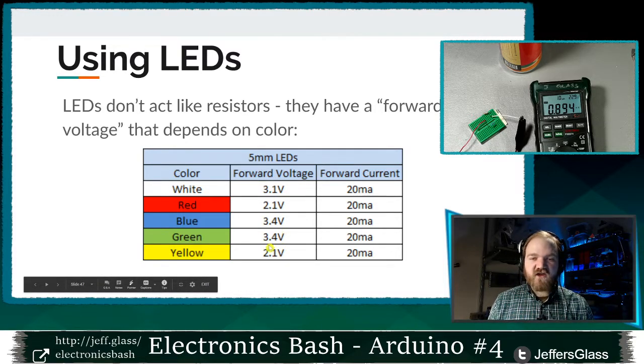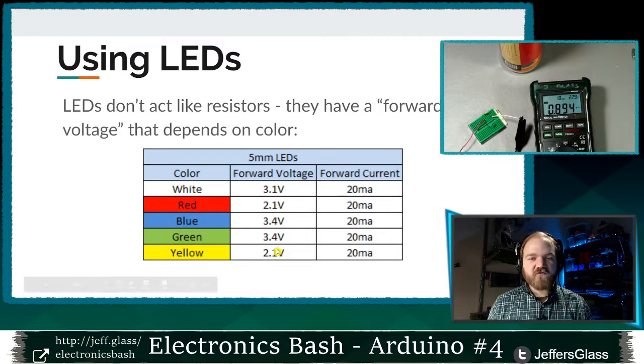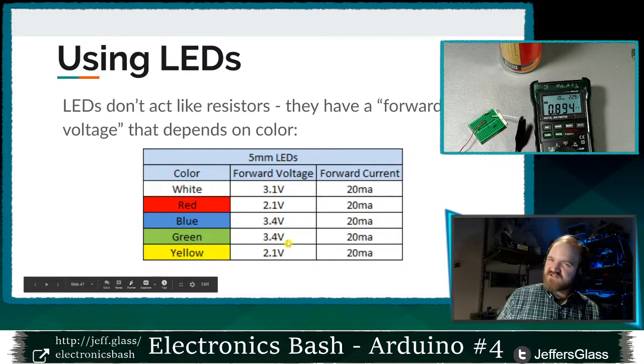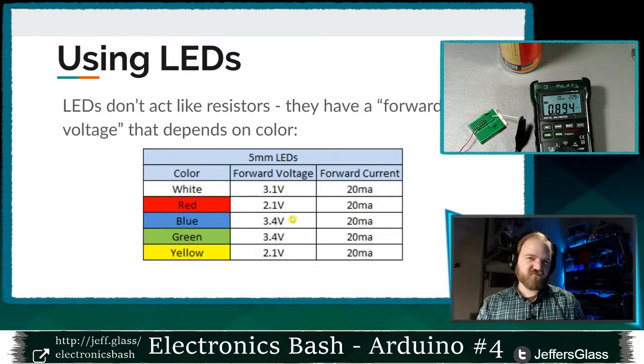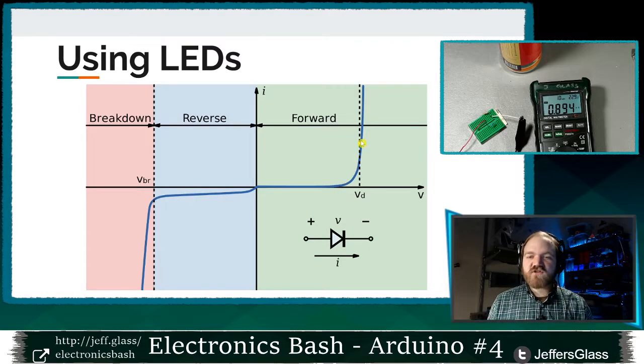So for a green LED, which is what I'm going to do this demo with, just because it's what I happened to grab earlier, our forward voltage is going to be somewhere in the range of 3.4 volts. Might be closer to 3, might be closer to 3.6, but we'll see. So shortly before we get to 3.4 volts when we turn on our power here, we start to see a little bit of current flow, and then shortly after we get to that forward voltage, we're going to see this current skyrocket.